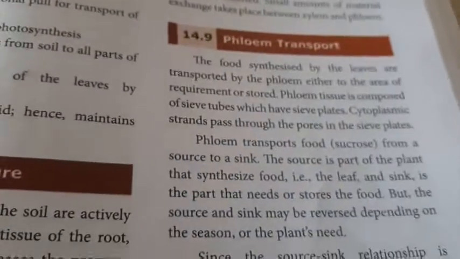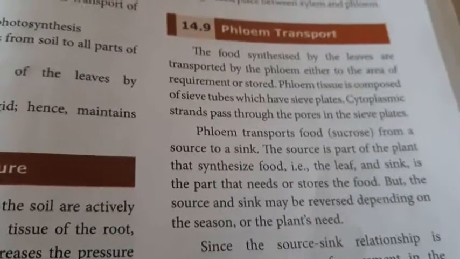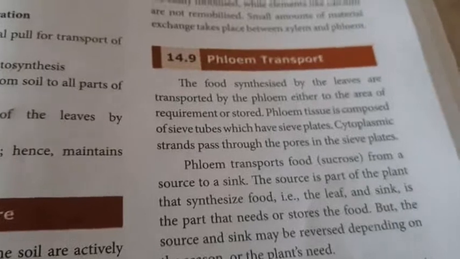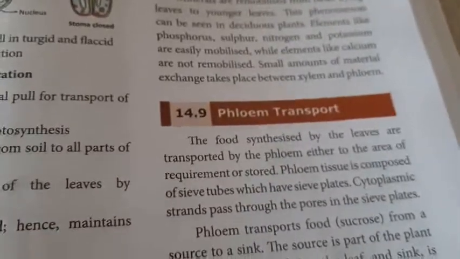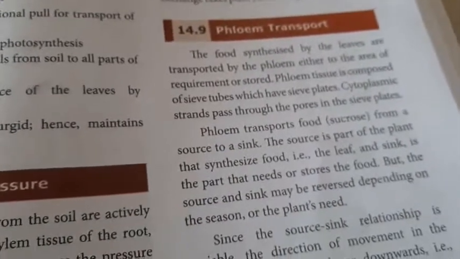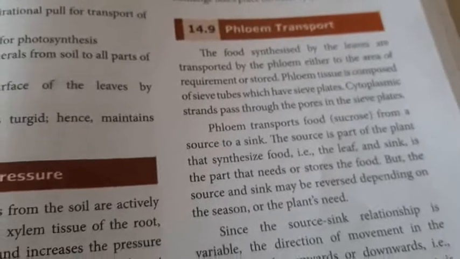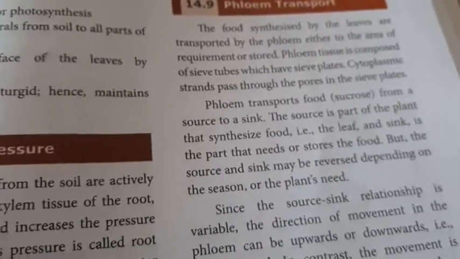Then the phloem transport. The food synthesized by the leaves is transported by the phloem to the areas of requirement or stored. The areas of requirement are supplied by the phloem through the plant. The phloem tissue is composed of sieve tubes which have sieve plates. Cytoplasm can pass through the pores in the sieve plates.